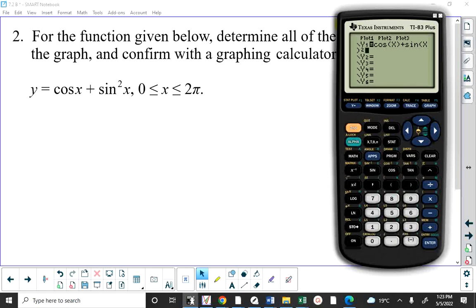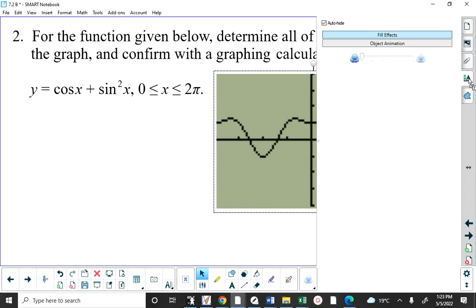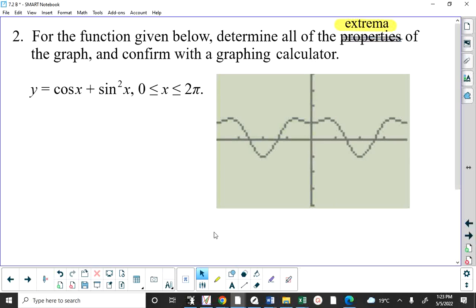Let's make sure our calculator is in radian mode. And we're going to go zoom trig, which is zoom 7. Remember that when you do a zoom trig, your calculator essentially goes from negative 2 pi radians to 2 pi radians. And I think it goes from negative 4 to 4.